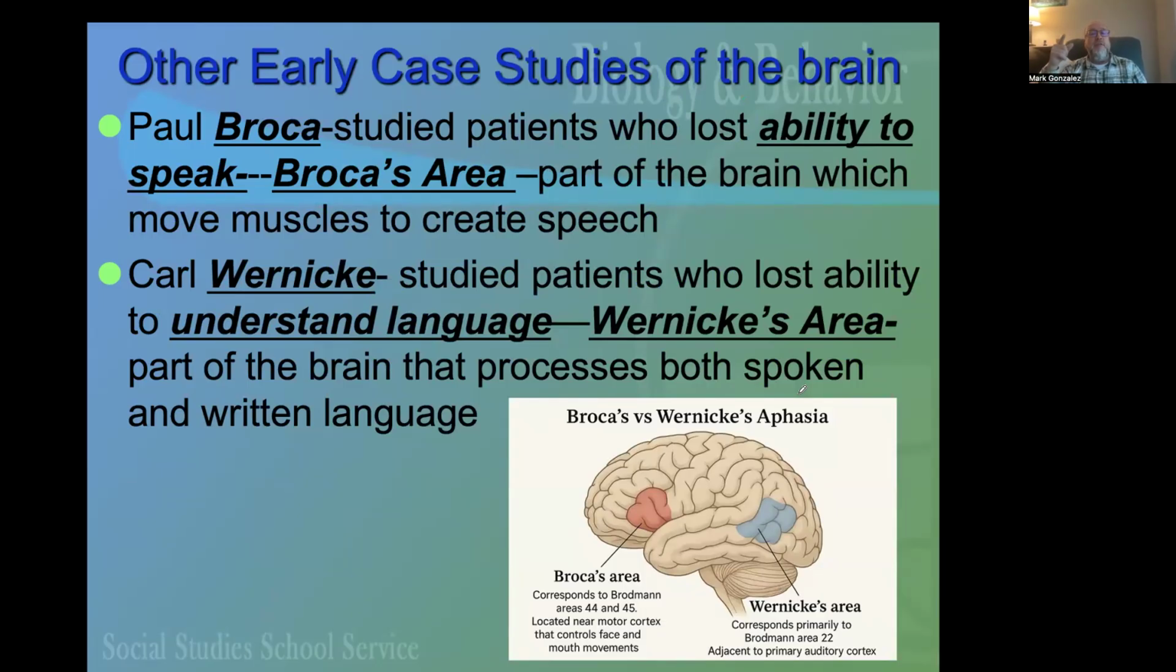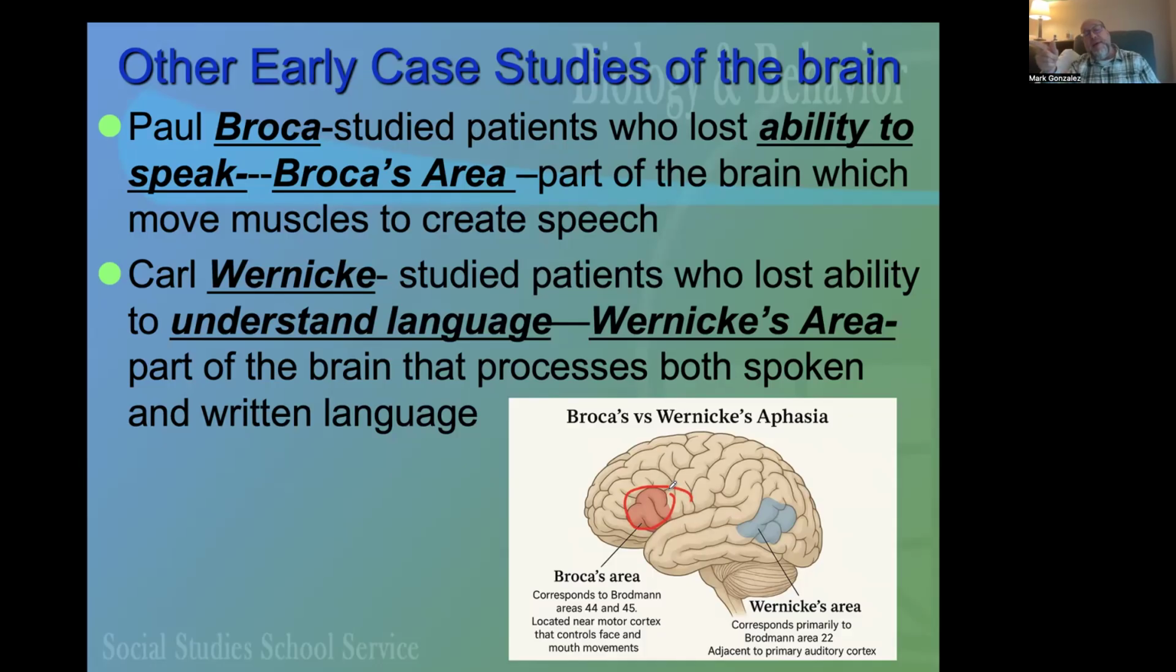Okay. And they discovered in the brain for these people that there was damage to what today is named after him, Broca's area, which is in this part of the brain near the frontal lobe. He studied patients, and they found out that area is the part of the brain which moves the muscles to create speech in your tongue and your lips and so on and so forth.